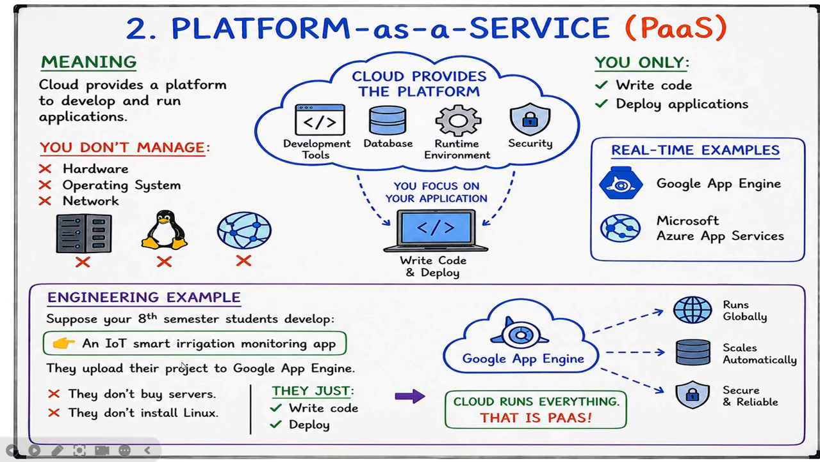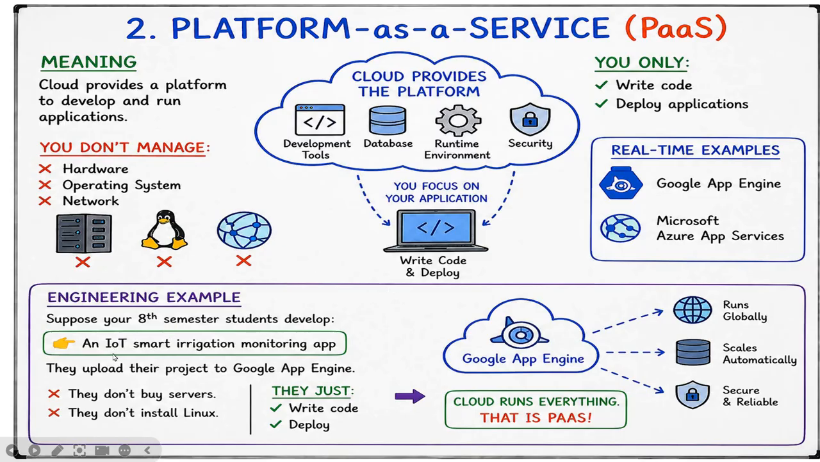Now here we'll see one real-time example. Real-time examples: first one is the Google App Engine and second is Microsoft Azure App Services. These two platforms provide cloud-based environments where developers can upload and run the applications without worrying about the server setup or the maintenance. And such platforms are widely used in industries for web applications, mobile applications and the IoT solutions. Now we will see one engineering example which explains the practical use case.